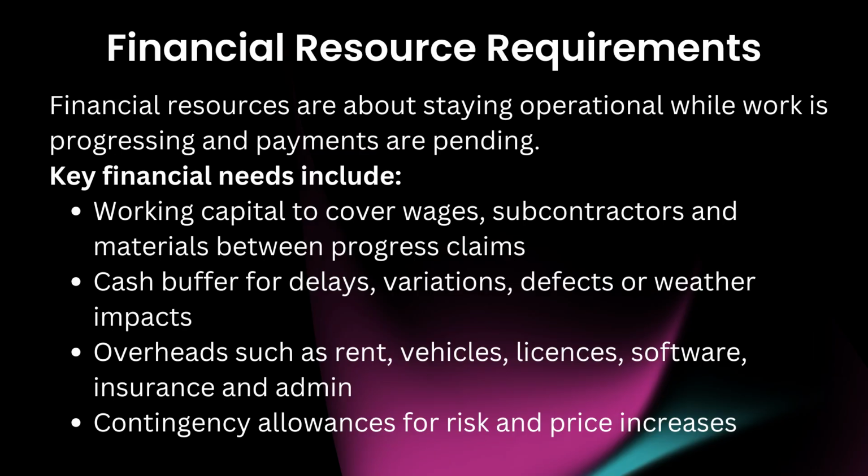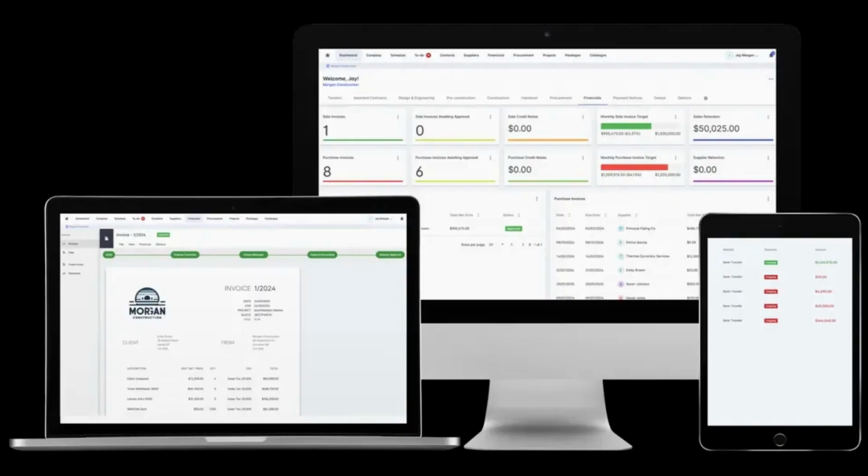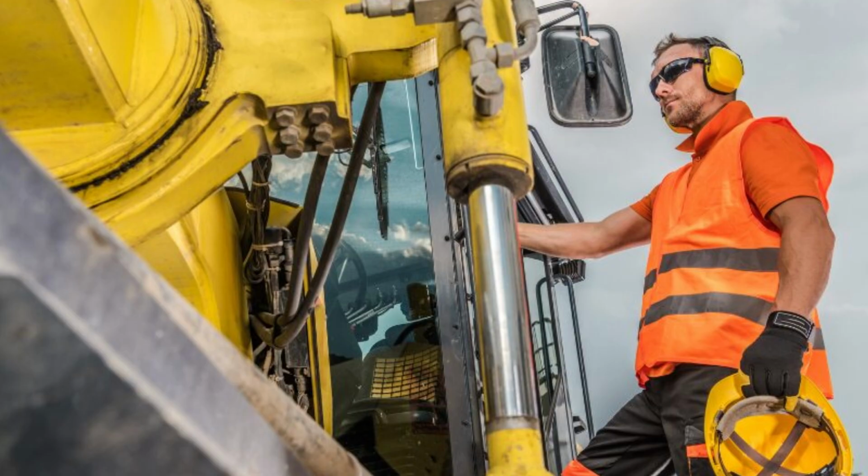Financial resource requirements. Financial resources are about staying operational while work is progressing and payments are pending. Key financial needs include working capital to cover wages, subcontractors and materials between progress claims, cash buffer for delays, variations, defects or weather impacts, overheads such as rent, vehicles, licenses, software, insurance and admin, contingency allowances for risk and price increases, access to finance where appropriate, such as overdraft or equipment finance.